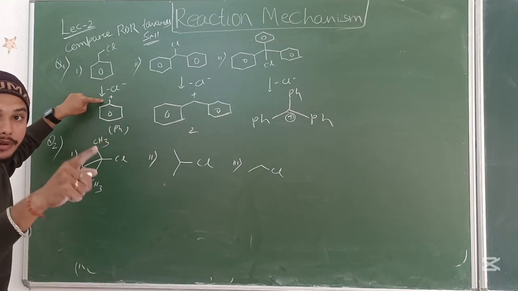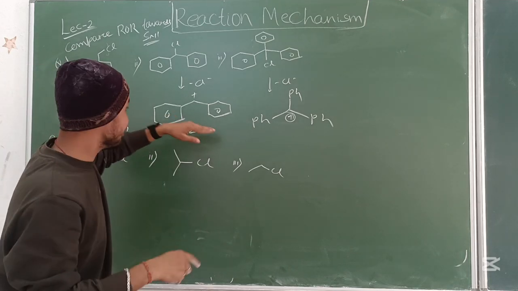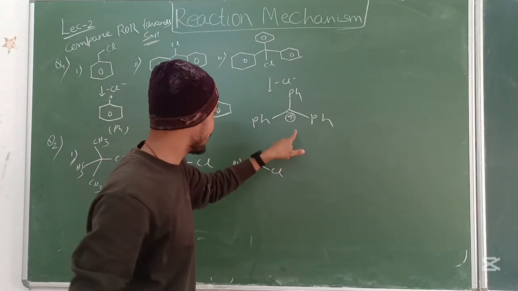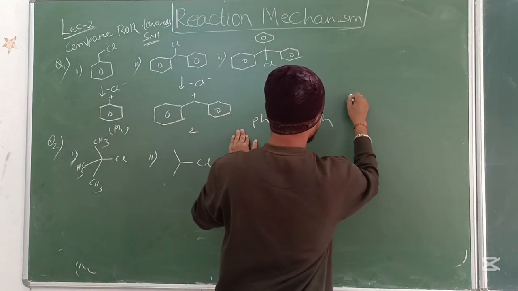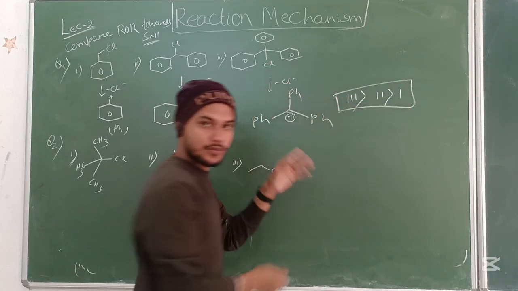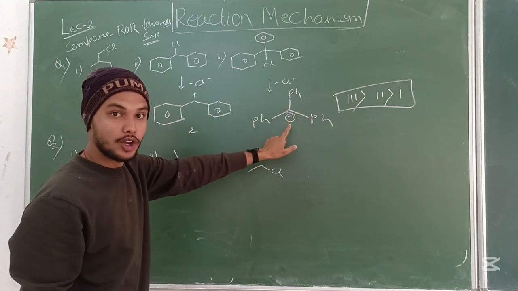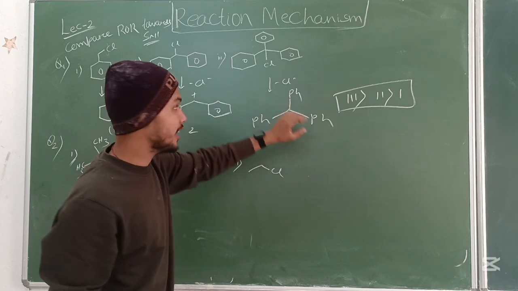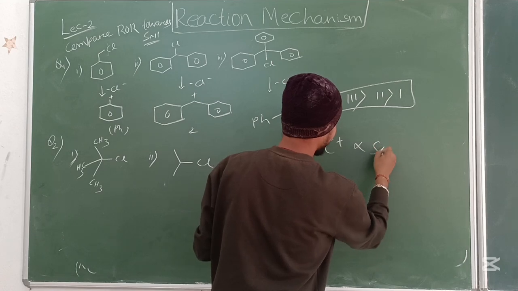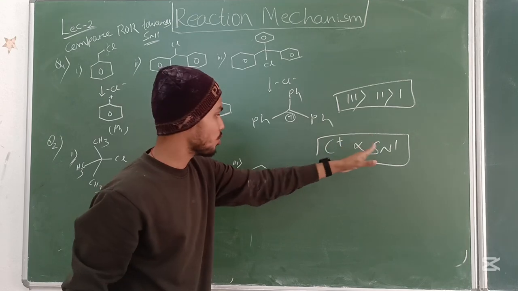So you check here. This carbocation will be stabilized by only one phenyl group by resonance. But here by two phenyl groups, there is more resonance, and here three phenyl groups. That means it will make the carbocation more and more stable. So the order will be in decreasing order: 3, then 2, then 1. Okay, understand? Three phenyl groups will stabilize the carbocation through resonance, so it will be more stable. I said that the carbocation stability is proportional to the SN1 reaction. The more stable the carbocation, the faster the SN1 reaction.